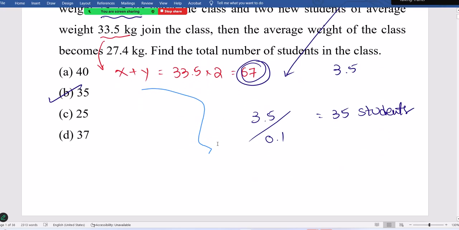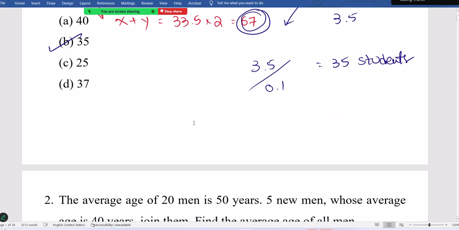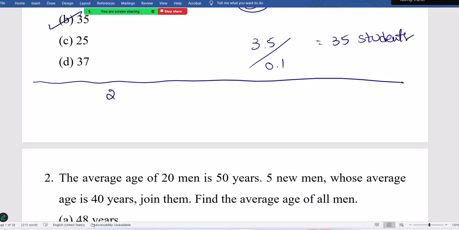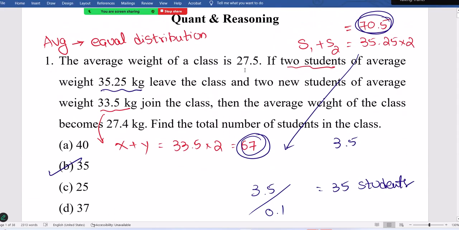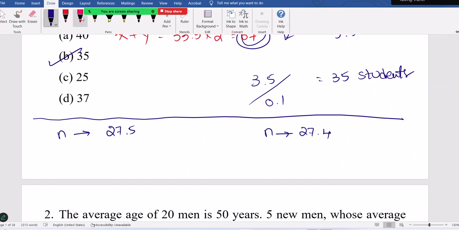Listen. Give me a second. Fine. Now see, once again focus. What is the actual question here? The average is initially 27.5 for n number of students. N students average is 27.5. Now the number of students is also n only, but the average becomes 27.4. Why is the average decreased? The average is decreased by 0.1.